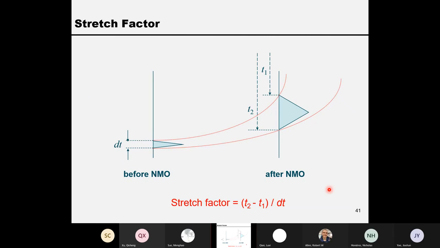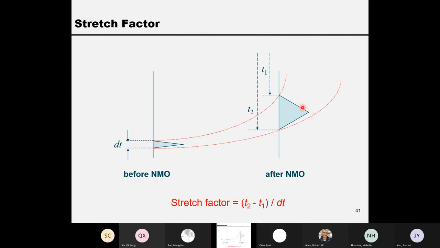One factor is called the stretching factor. NMO correction is done point by point. So for this time, we don't know the exact offset, right? For this time, because of the offset, if we do a calculation, this one should move to here. For the next point, it should be here. This next point should be here, right?